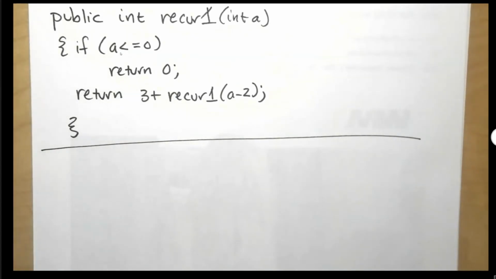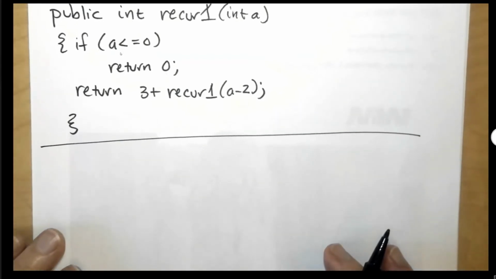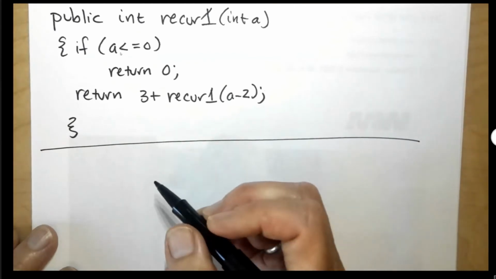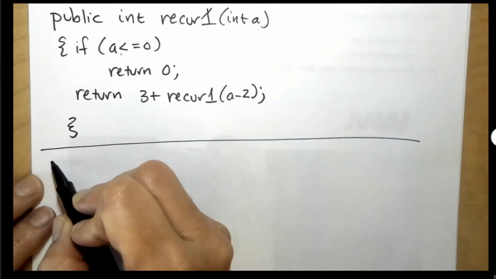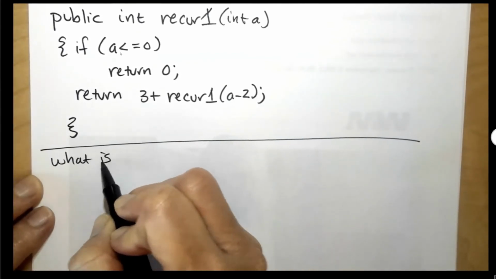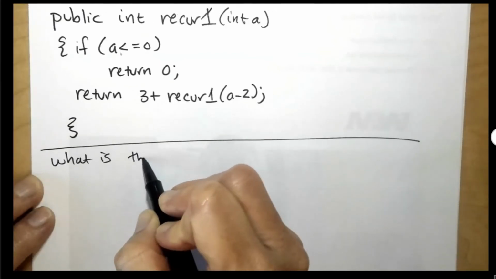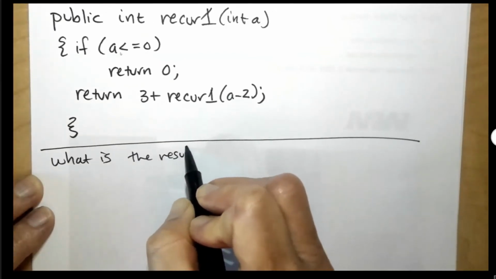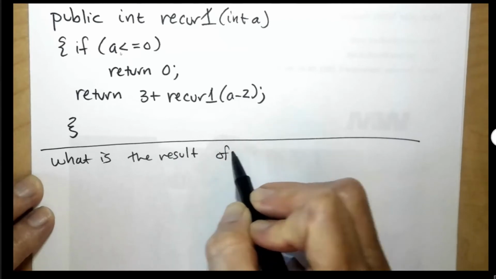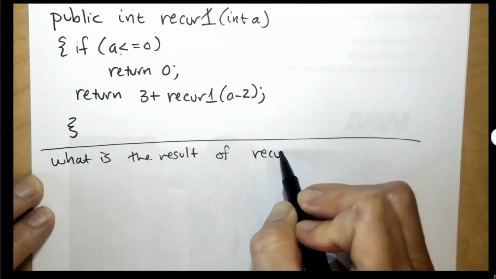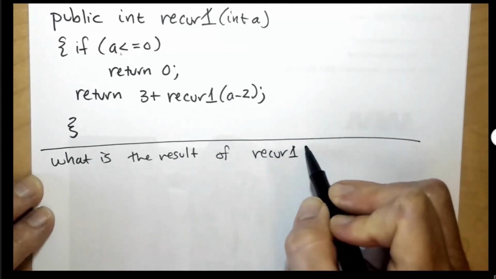And again, I tell students, this is just my strategy. You can develop your own strategy. I'm always intrigued to see what students come up with for their recursion tracing. All right, so maybe the question is, what is the result of recur 1 where the argument is 6?